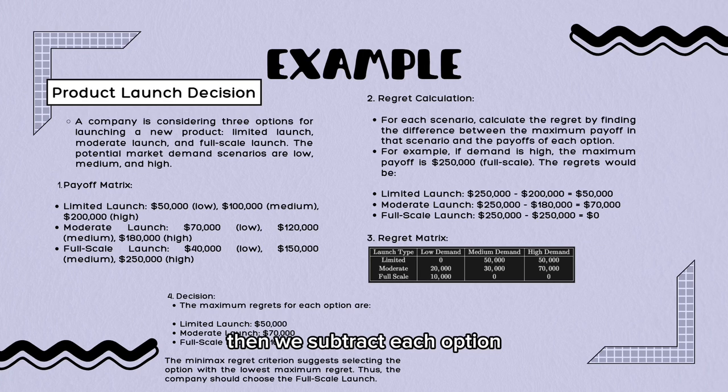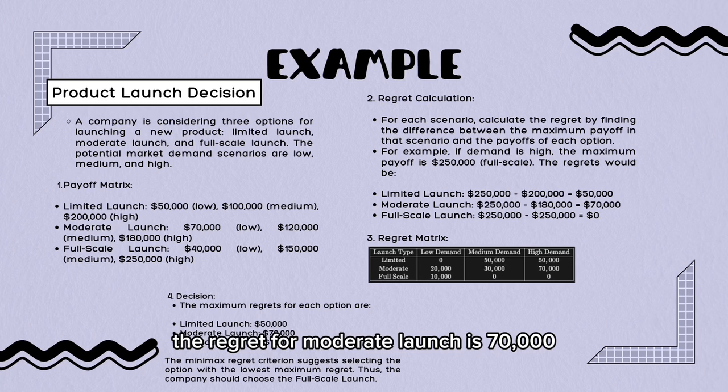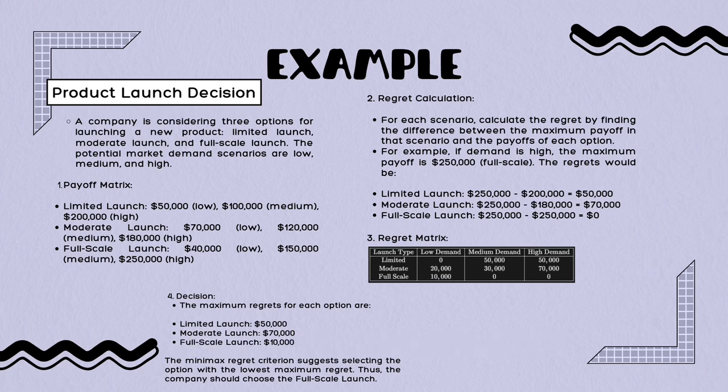Then, we subtract each option payoff from the maximum payoff for that scenario. For example, in high demand, the regret for limited launch is 50,000. The regret for moderate launch is 70,000. The regret for full-scale launch is 0. By repeating this for all demand levels, we create the regret matrix.